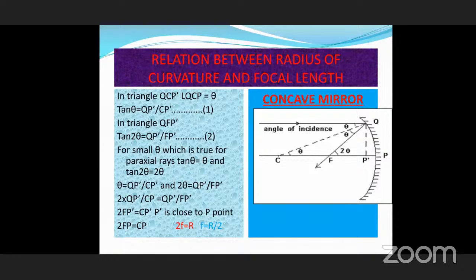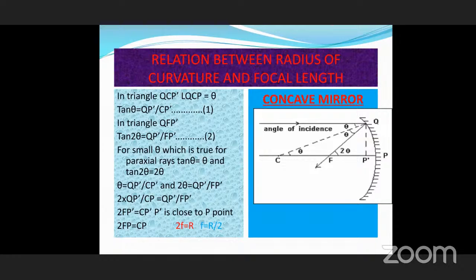In this triangle, angle QCP dash is theta. Then tan theta is QP dash by CP dash, opposite by adjacent, I am writing. That is equation 1. And in triangle QFP dash, this is another triangle, this is also a right angle triangle. Tan 2 theta is equal to QP dash by FP dash.